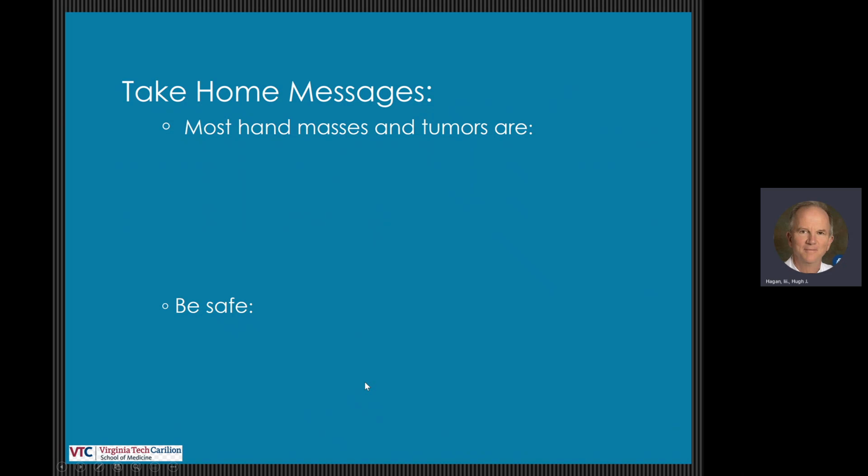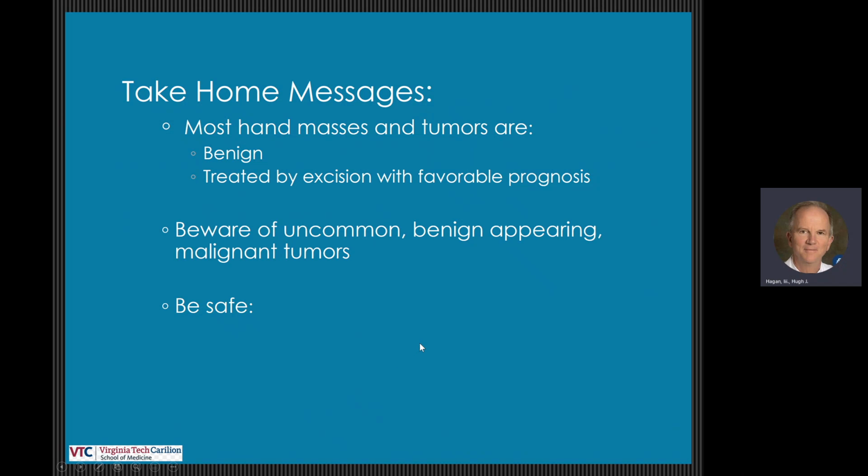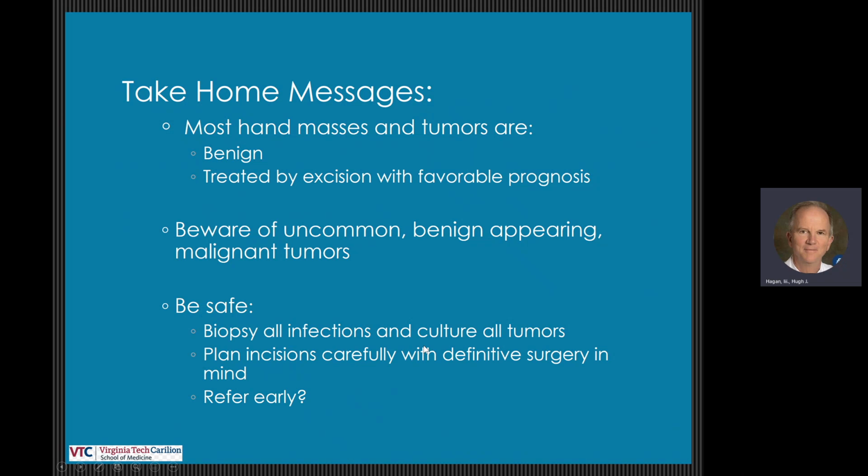So, take-home messages. Most hand masses and tumors are benign. They can be treated by excision with favorable prognosis. You should be aware of uncommon, benign-appearing malignant tumors. And by all means, be safe. If you're not sure about a lesion, you can refer early. If you're dealing with something that's an infection or a tumor, just be sure to culture and biopsy both.